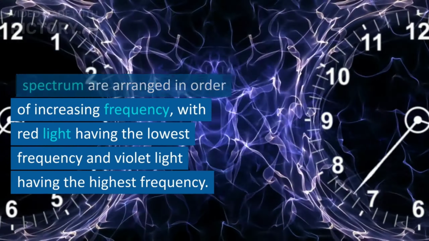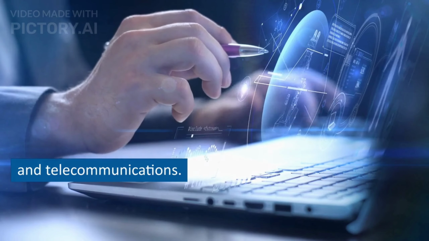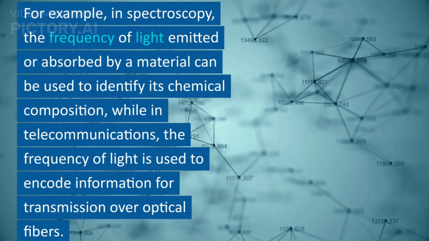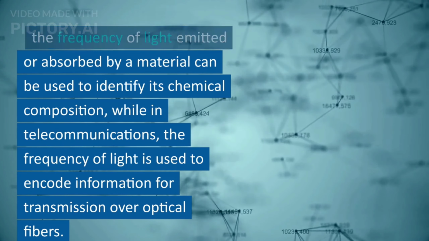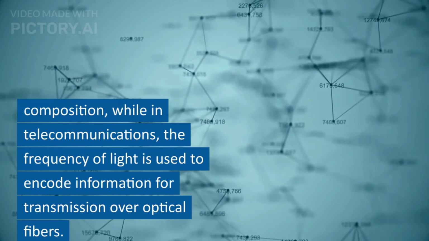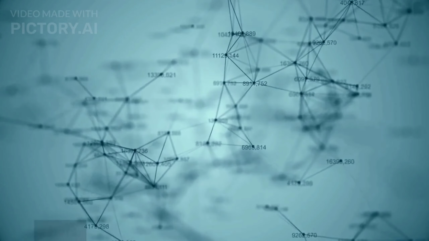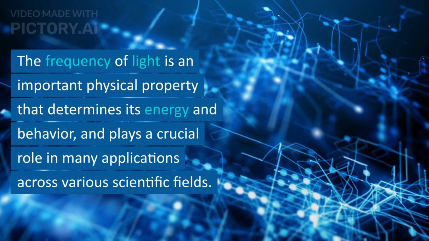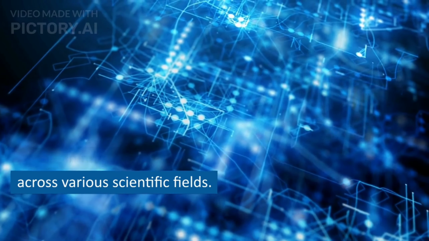The frequency of light plays an important role in many areas of science and technology, including optics, spectroscopy, and telecommunications. For example, in spectroscopy, the frequency of light emitted or absorbed by a material can be used to identify its chemical composition, while in telecommunications, the frequency of light is used to encode information for transmission over optical fibers. The frequency of light is an important physical property that determines its energy and behavior, and plays a crucial role in many applications across various scientific fields.